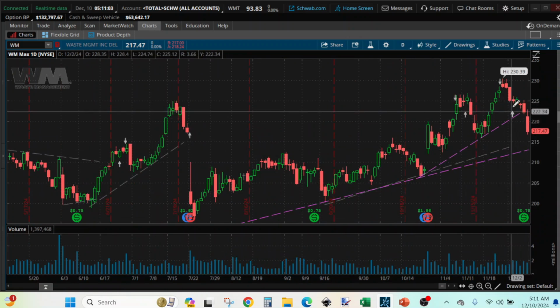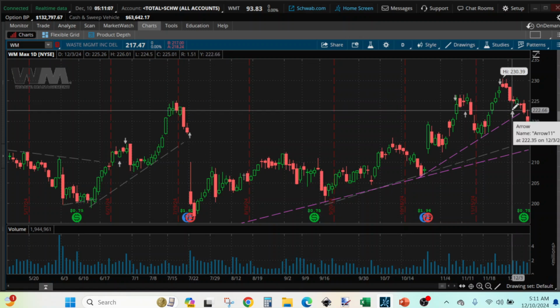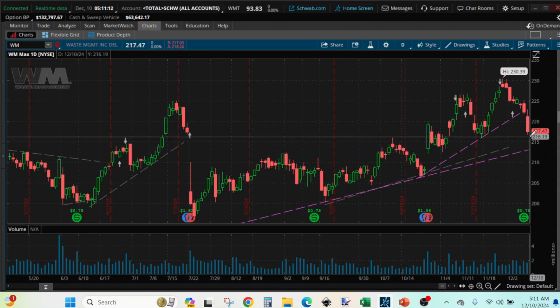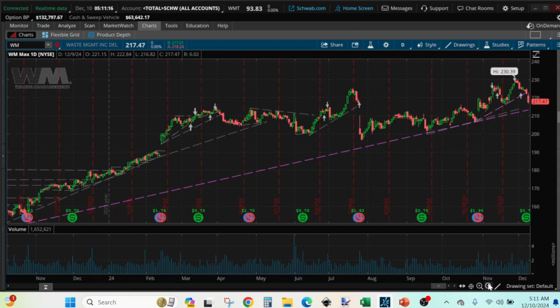We bought it here, although we bought it here. I'm wondering if when it reaches this line and starts going up, I will want to buy more. Usually I do not do that when it comes to swing trading. I don't buy more. I wait until I sell what I purchased before I buy more. But with dividend stocks, each time it goes lower, I will buy more of it.